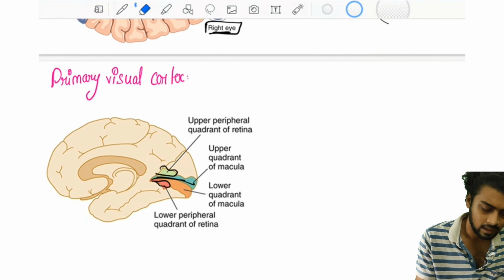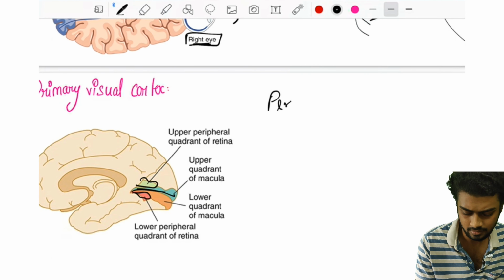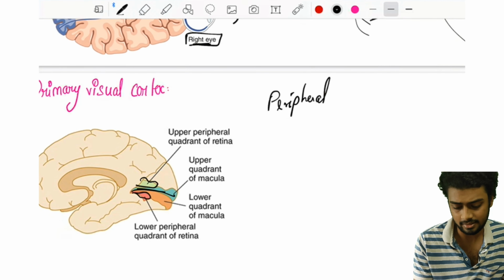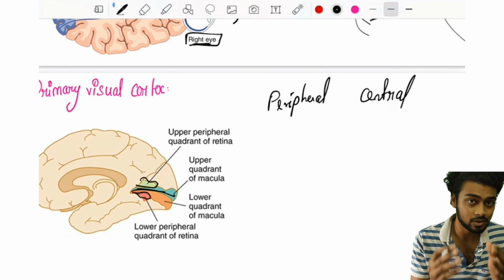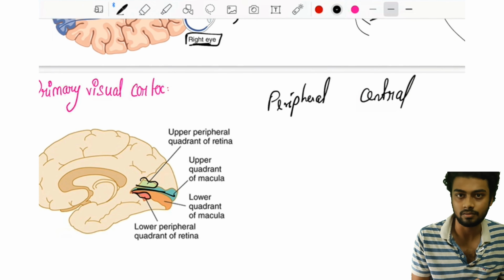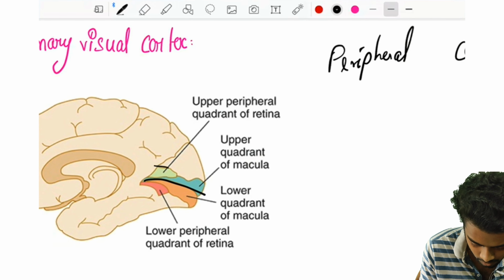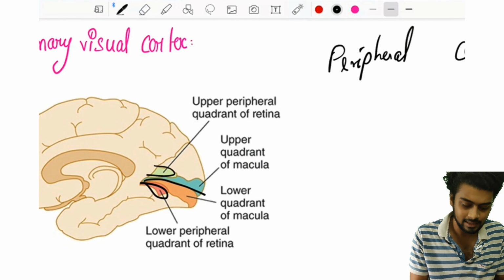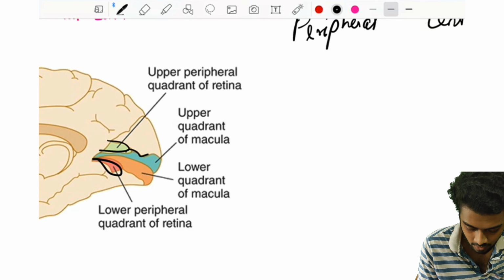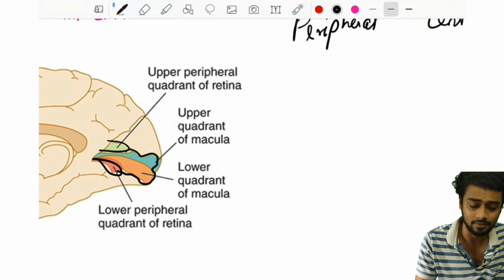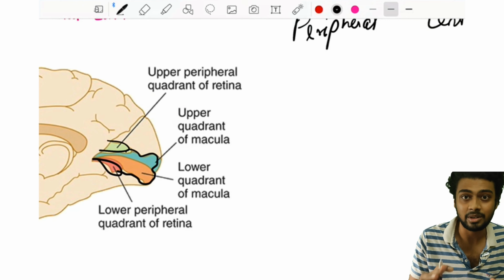The primary auditory cortex, as I mentioned before, there are 2 retinas, right? The peripheral retina and a central retina. Okay, from the peripheral retina, they are going to the superior lip and inferior lip of the calcarine fissure. See, this is the calcarine fissure, and this is the superior lip, and this is the inferior lip. So these places are occupied by the peripheral retina, while the central retina is actually occupying the most posterior parts of the primary visual cortex.